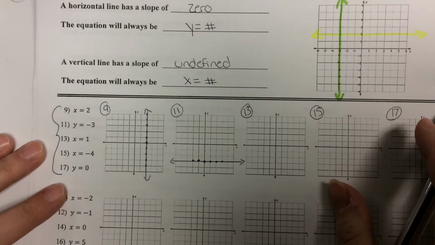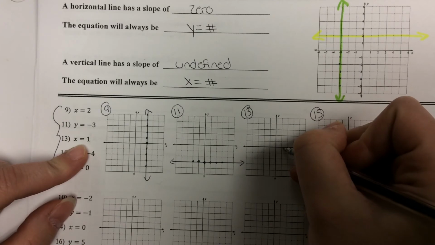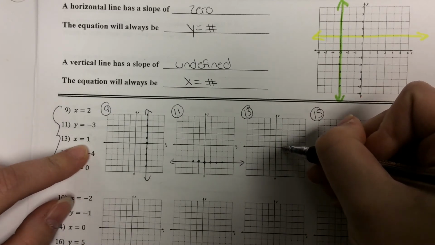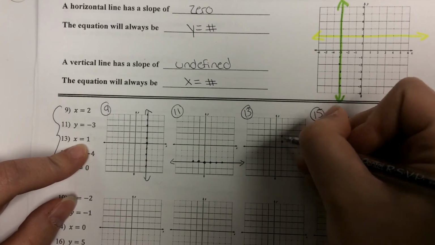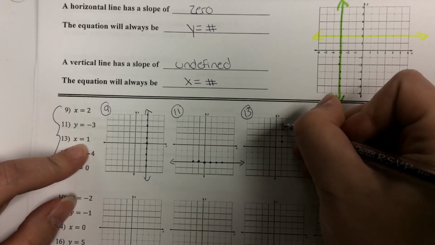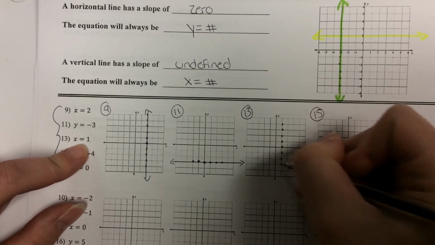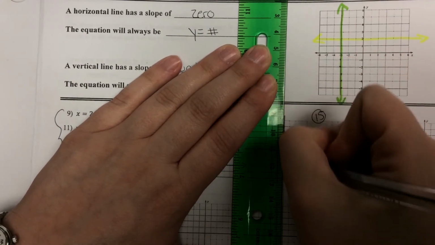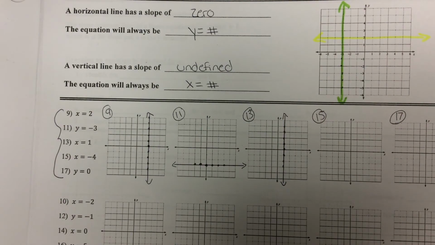So let's quickly get through these last 3. 13, x equals positive 1. So let's, on the x-axis, go to positive 1, and plot all of the points that have positive 1 in the x coordinate. So (1, 1), (1, 2), (1, 3), (1, 4). Going down, (1, 0), (1, -1), (1, -2), (1, -3), etc. Let's draw a line through our graph with the straight edge. And that's the graph of this line.